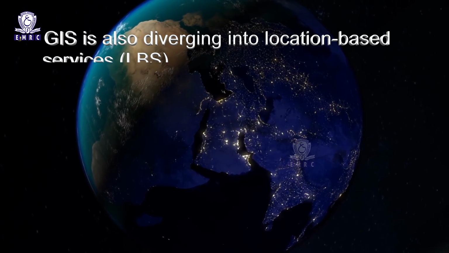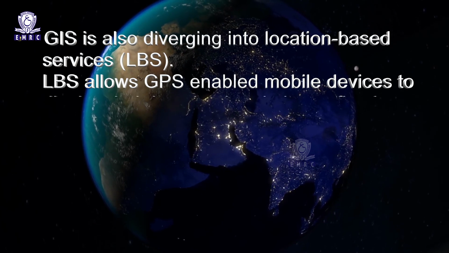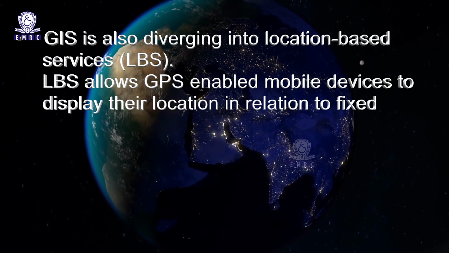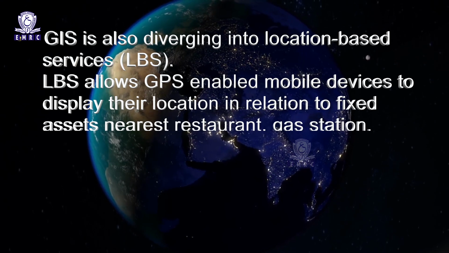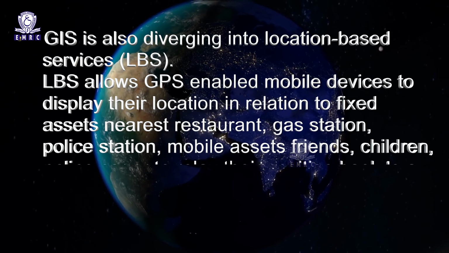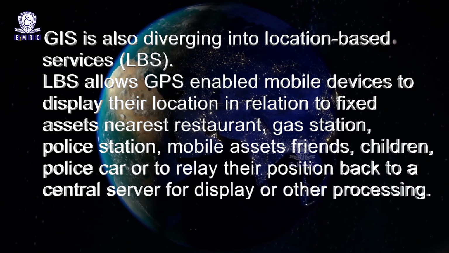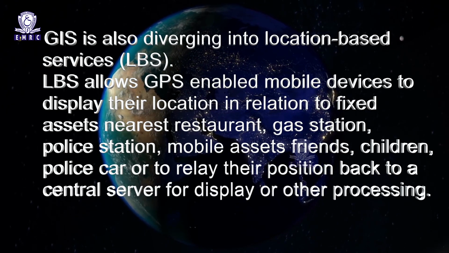GIS is also diverging into location based services (LBS). LBS allows GPS enabled mobile devices to display their location in relation to fixed assets, nearest restaurant, gas station, police station, mobile assets, friends, children, police car, or to relay the position back to a central server for display or other processing. These services continue to develop with the increased integration of GPS functionality with increasingly powerful mobile electronics such as cell phones, PDAs, laptops, web mapping.